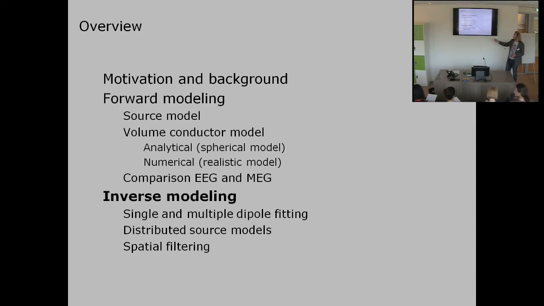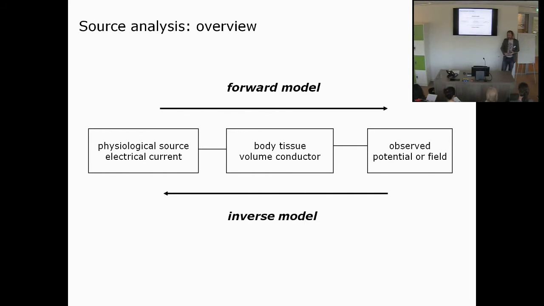I've gone over the forward modeling, and now I would like to go over the inverse modeling. Forward modeling is mainly the domain of physicists like me, explaining how the potential would look like given a model for the sources. Inverse modeling is like, given the observation, how do we interpret it?